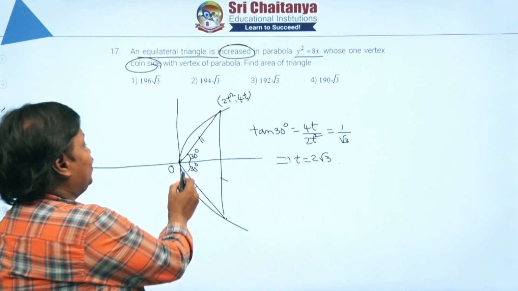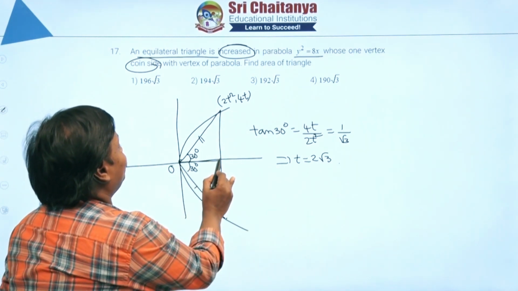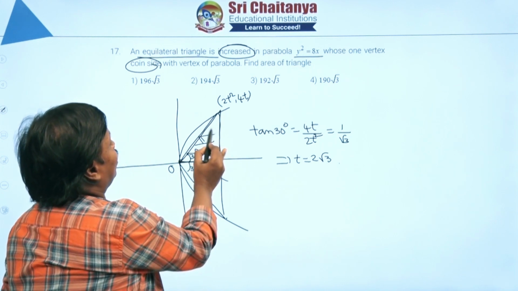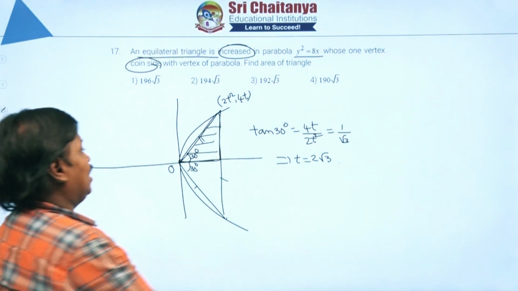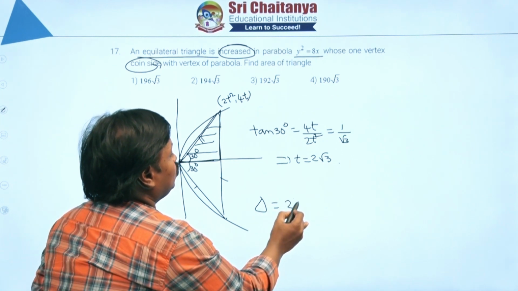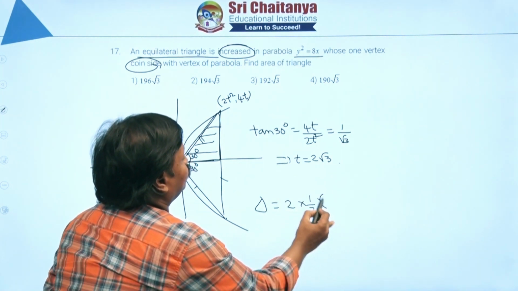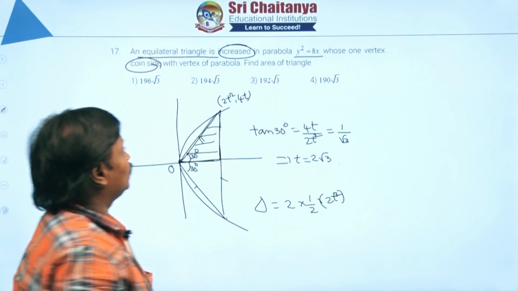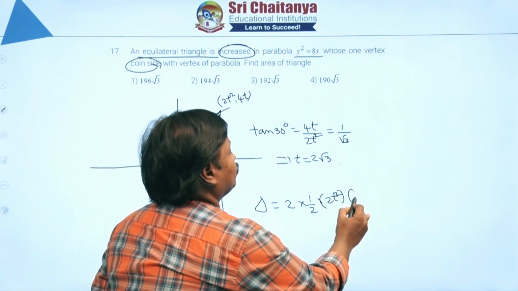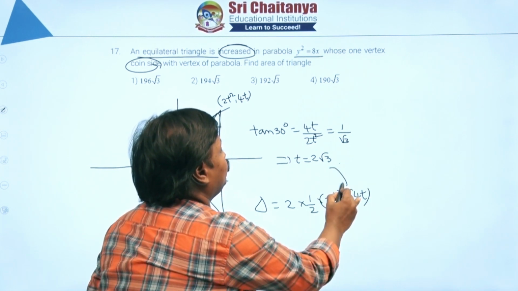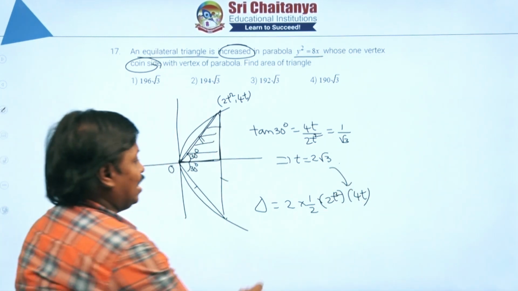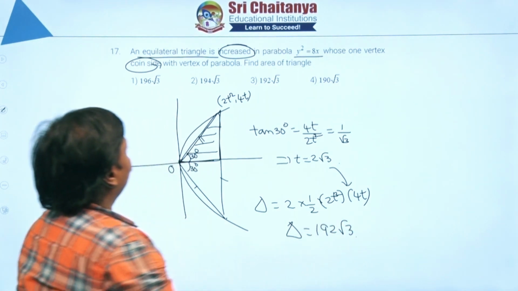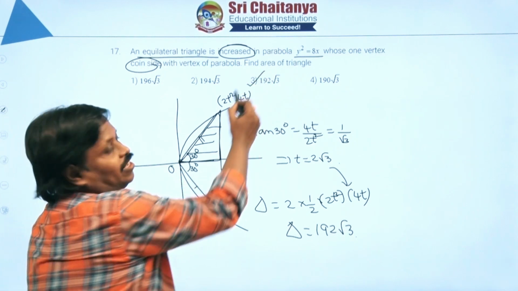So the area of this equilateral triangle is double the area of this triangle. Therefore, delta equals 2 times half into base, which is 2t square, height is 4t. So if you substitute t equals 2 root 3, you will get the area delta equals 192 root 3. So therefore, the answer will be 3.